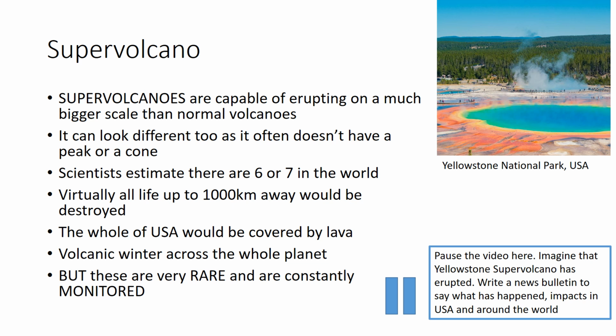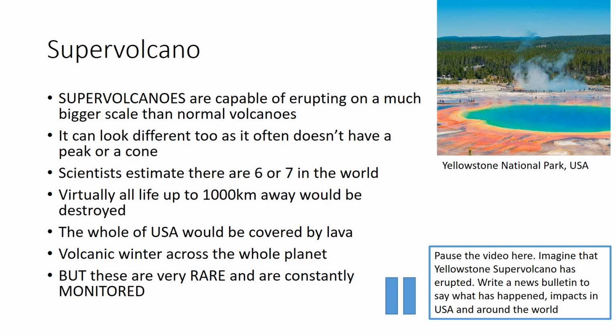Put simply, they are volcanoes capable of erupting on a much bigger scale than a normal volcano. A supervolcano also looks different to a normal volcano because it often doesn't have a peak or a cone. In a normal volcano, magma flows up from deep inside the earth and pours out of the cone, but in a supervolcano, the magma is blocked from reaching the earth's surface. So the pressure begins to build up, more rock melts and more magma is formed, creating an enormous magma chamber. When the pressure becomes too much, the entire surface above the magma chamber is blown away by a huge explosion, forming a caldera.